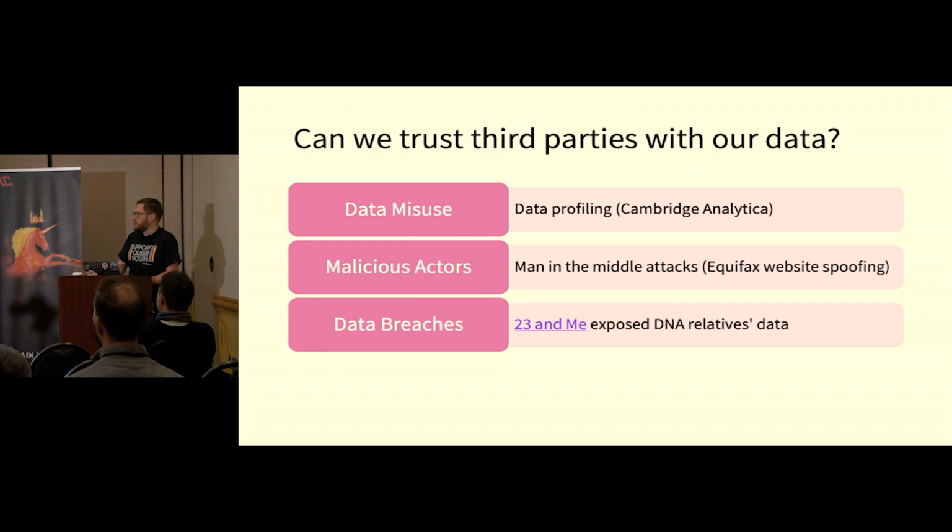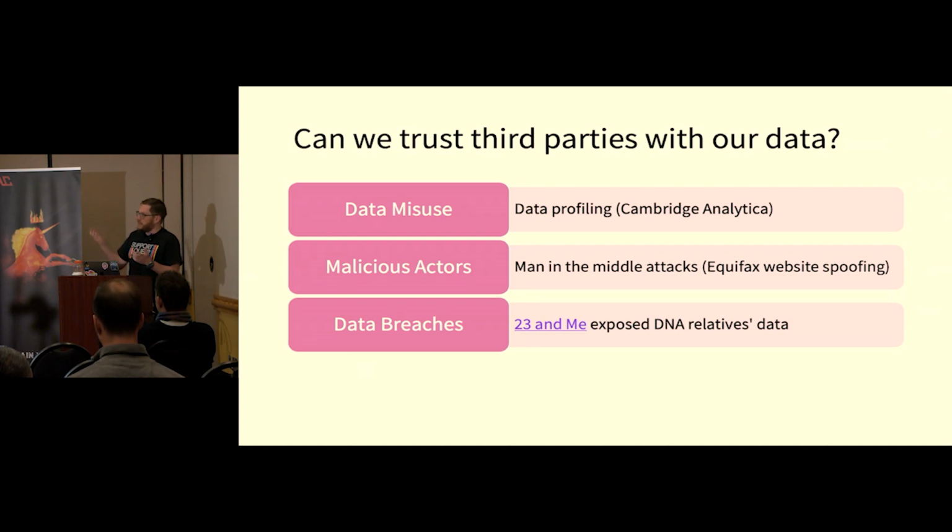And then even in cases where you could trust the person that you give the data to, there can still be data breaches. An example of this is the 23andMe data breach. Essentially 23andMe had a bunch of genetic data related to who is related to who, and a lot of that data was exposed during a data breach.